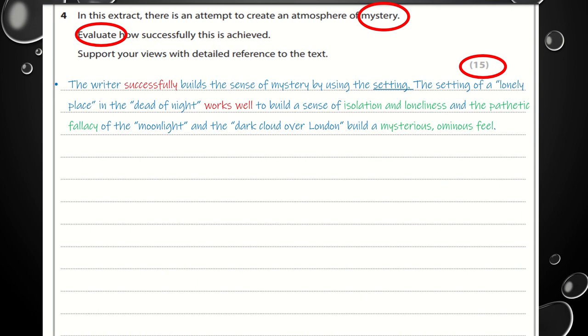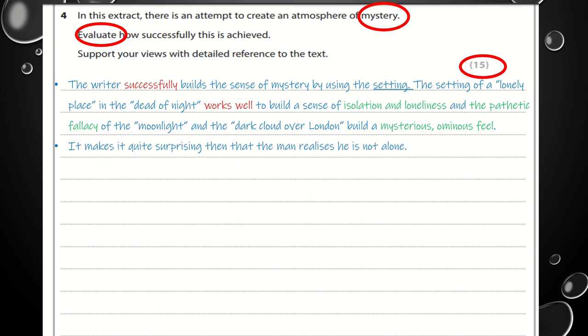The way that we phrase that doesn't have to be particularly complicated. So instead, the writer successfully builds the sense of mystery by using the setting. The setting of a lonely place in the dead of night works well. So in red, we've got our evaluative language to build a sense of, and in green, isolation and loneliness, which is your explanation and your analysis. The pathetic fallacy of the moonlight and the dark cloud over London build that mysterious, ominous feel. So in green, we're explaining why that is building a sense of mystery, because it's isolated and lonely and mysterious and ominous. And that will get you a few extra marks.